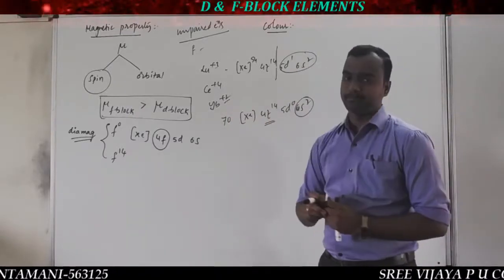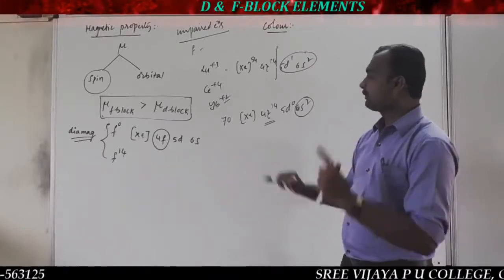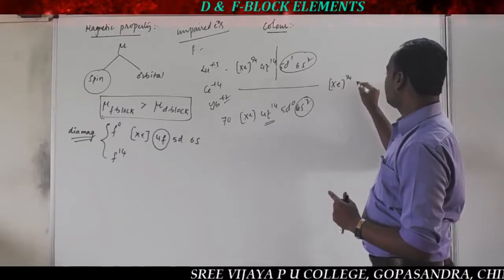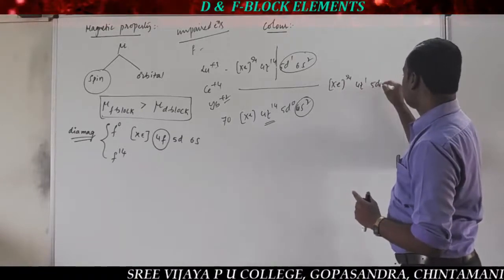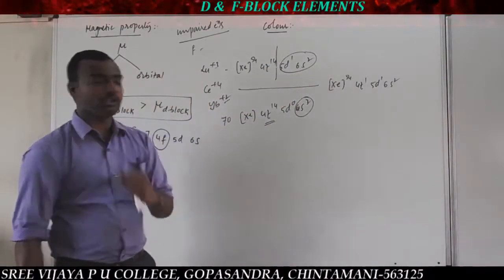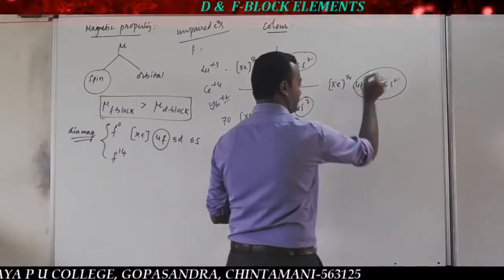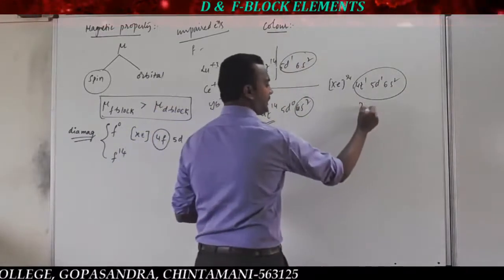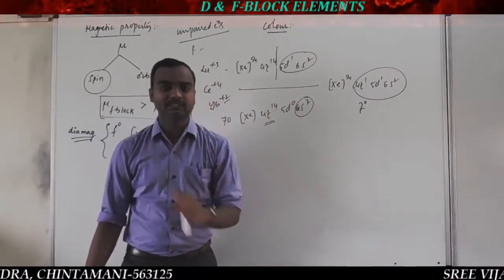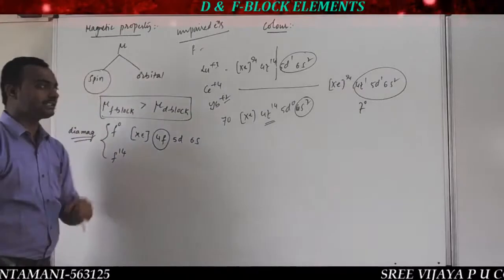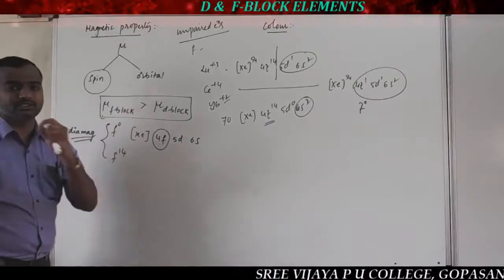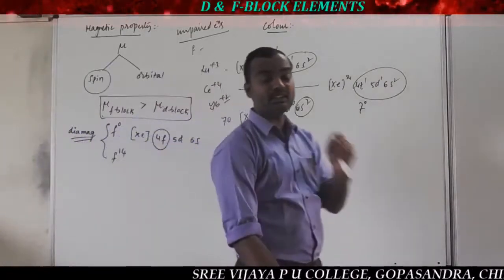Similarly, you can check for cerium. Cerium has the atomic number 58. So that is xenon 4f1, 5d1, 6s2. That is the configuration for cerium. When you write the cerium plus 4 configuration, you have to remove all the 4 electrons. After removing them, you get f0, and the remaining xenon is a noble gas, so there are no unpaired electrons. Again that is taken as diamagnetic. So F0, F14 configurations are 100% diamagnetic due to the absence of unpaired electrons.